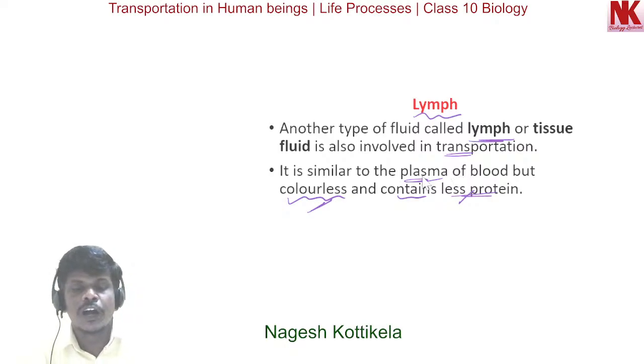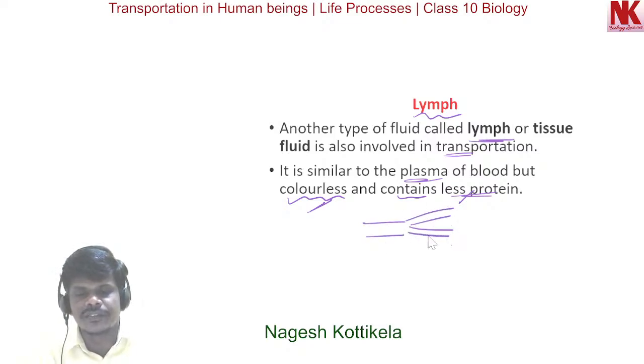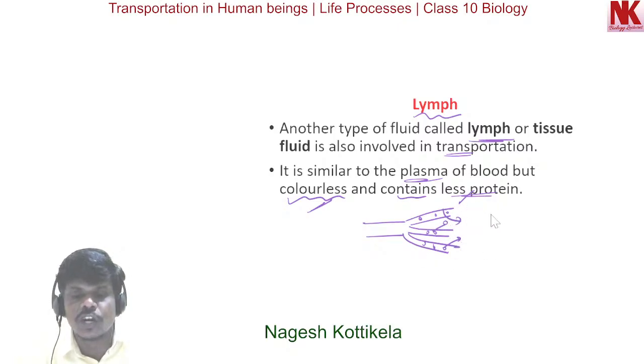Through the pores present in the walls of the capillaries, if this is the artery and these are the capillaries, we find pores in the walls. Through these pores, some amount of plasma, some proteins, and some blood cells can escape into the intercellular spaces. As a result, the tissue fluid, or lymph, is formed.